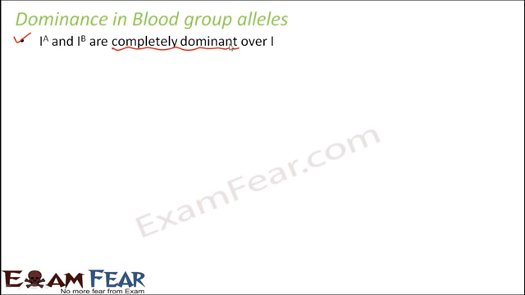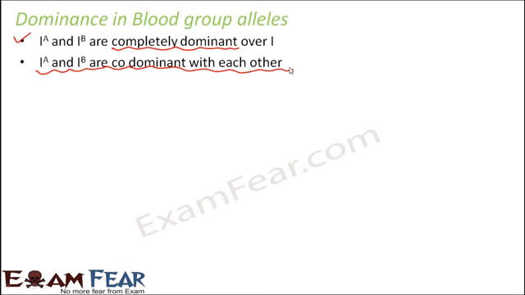Now what about IA and IB? What if a person has a genotype IAIB? So who will dominate? IA will dominate or IB? IA and IB, that is the example of codominance. They are codominant with each other. So IA will also get expressed, IB will also get expressed. And as a result, what would be the blood group? The blood group would be AB.